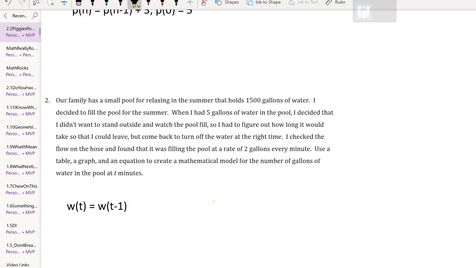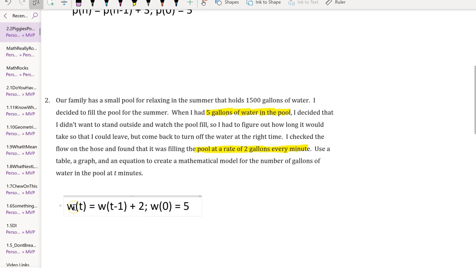See, in problem 2, the key pieces of information are that there's 5 gallons of water in the pool when she decides that she doesn't want to stand and watch it, and then she notices that it's being filled at 2 gallons every minute. So we can write a recursive rule: w of t equals w of t minus 1 plus 2 for the 2 gallons every minute, and w of 0 is 5 gallons that we started with.